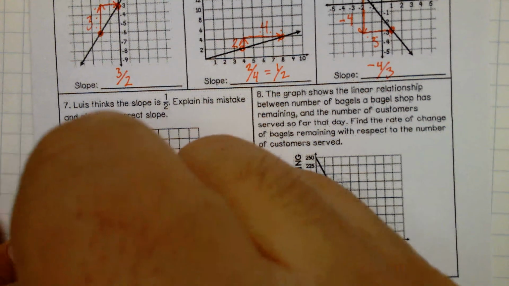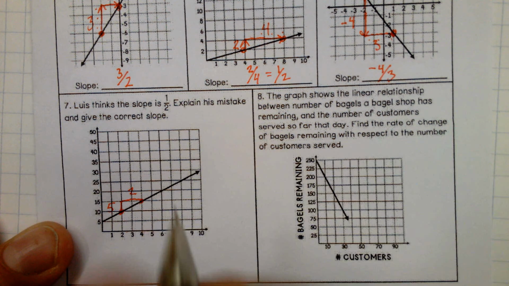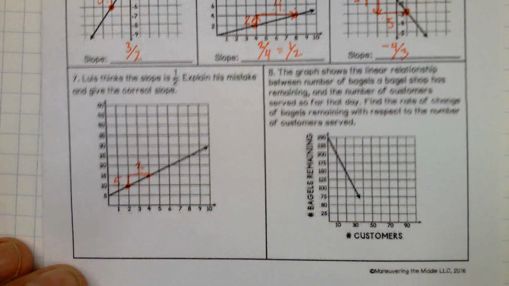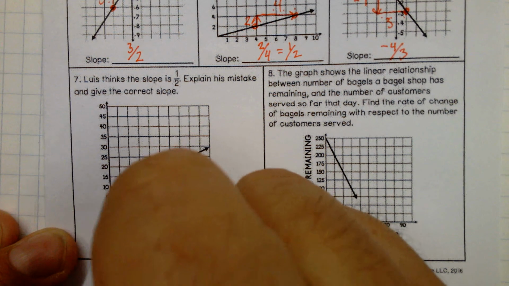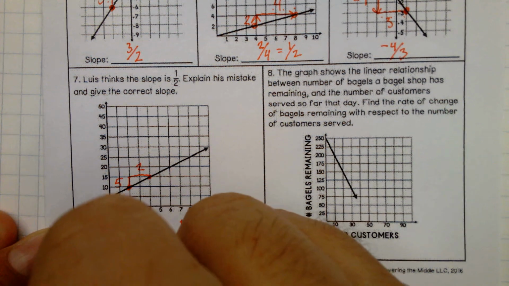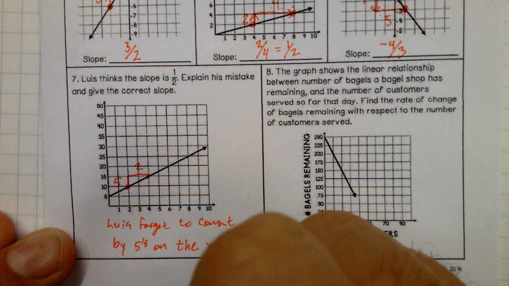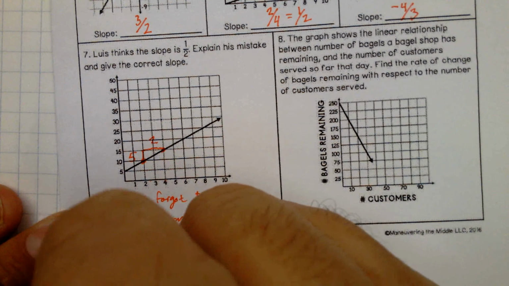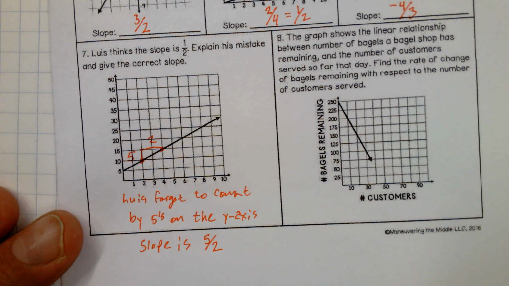Yeah. This is actually 5. One space equals 5, and he went across actually 2. So what would we explain there? What did he do? What was his mistake? Luis forgot to count by 5 as shown. Luis forgot to count by 5s on the which axis, X or Y? Y axis. So the slope is actually 5/2, 5/2.